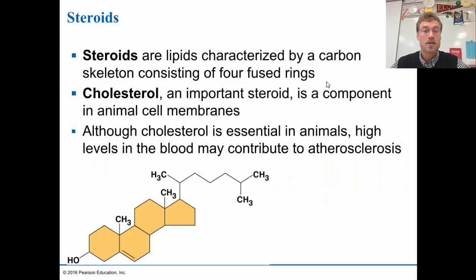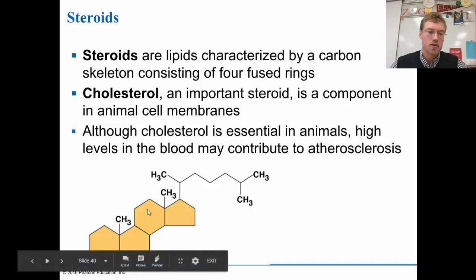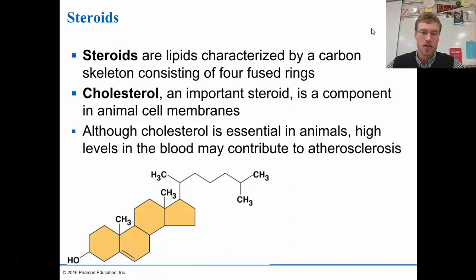Finally, we've got steroids. Steroids are our final class of lipids. They're characterized by having carbon rings with 4 fused rings. Those rings can be different kinds of setups, but one of them is cholesterol. Cholesterol is an important steroid. It's a component of animal cell membranes that helps to maintain fluidity. However, high levels of cholesterol are also potentially linked with arteriosclerosis.